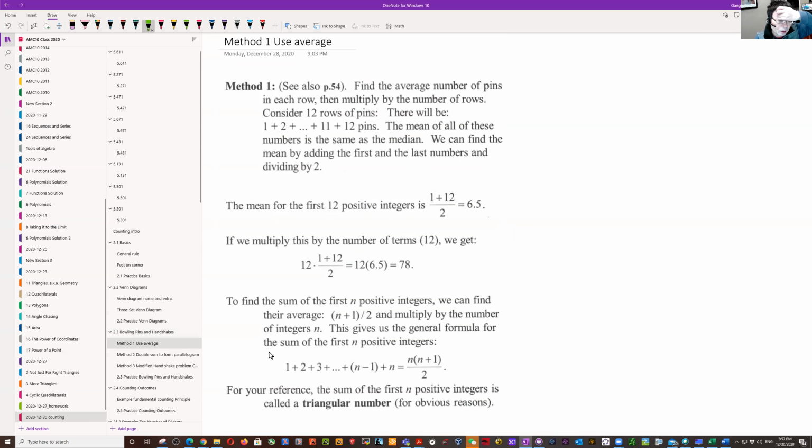Basically, considering you have 12 rows of pins, the first row is 1, the last row is 12. The average is 6.5. And the row count is 12. So if you multiply it, it's going to be 78. So this is an easy way to do the triangular number.